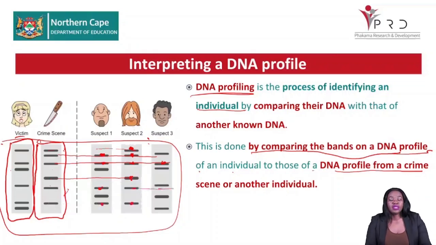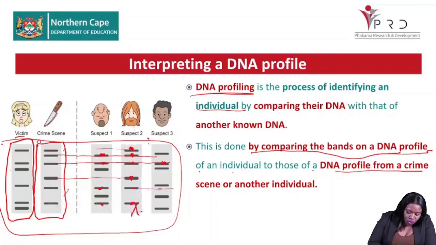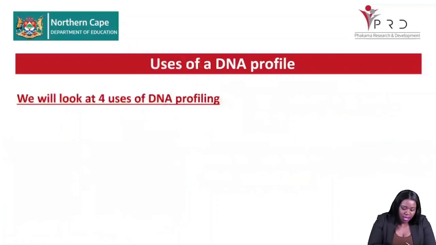So suspect 2 has all the bars matching. That means that suspect 2 is the one that committed the crime, because the sample that was found on the crime scene matches his DNA sample.